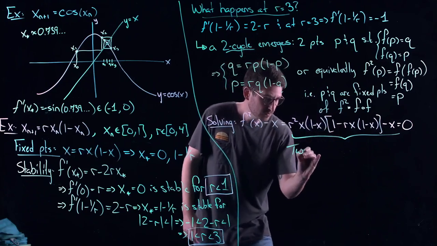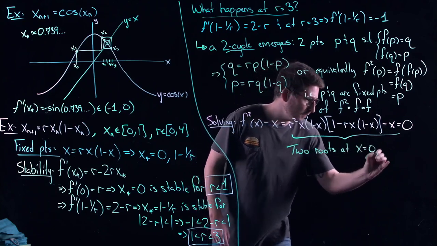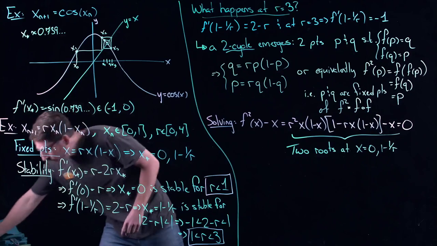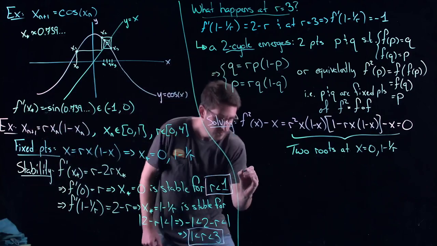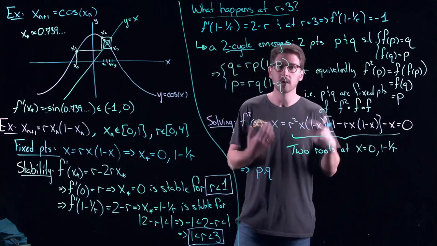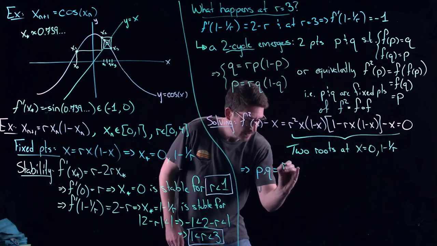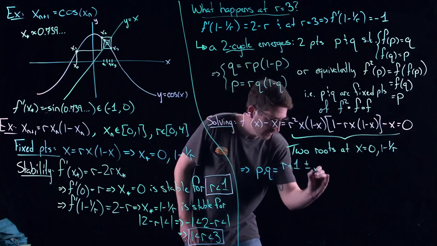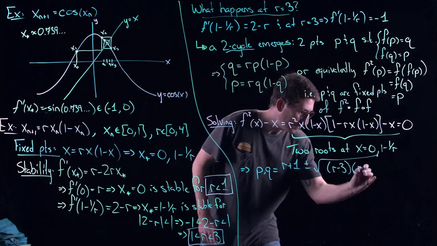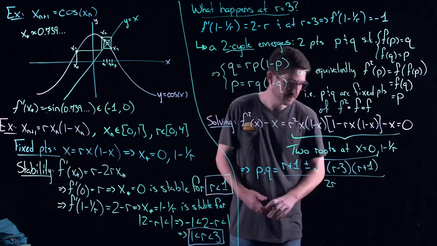So this has two roots at x equal to 0 and 1 minus 1 over r. That means that it's a quartic equation. There's only the possibility for two other roots. So this implies that P and Q, again, you can use a symbolic calculator here, maybe Wolfram, whatever your preferred computational method for solving these is. But it's going to be a quadratic formula. You get r plus 1 plus or minus the square root of r minus 3 r plus 1, all divided by 2r.